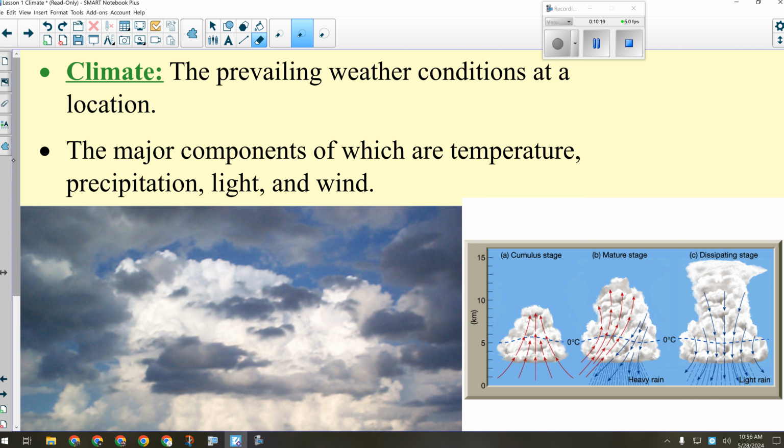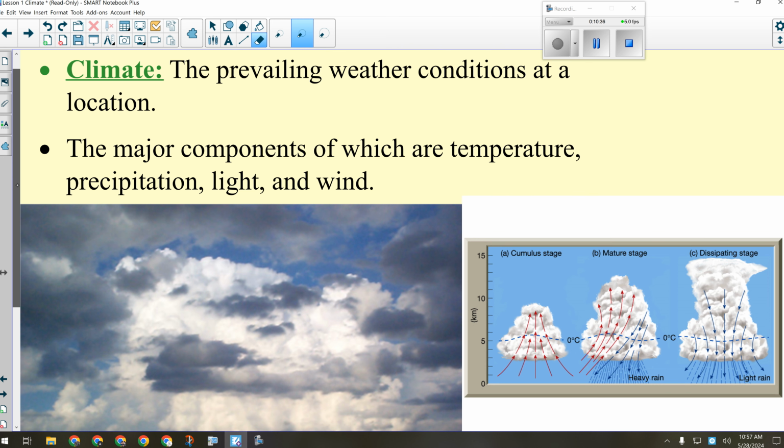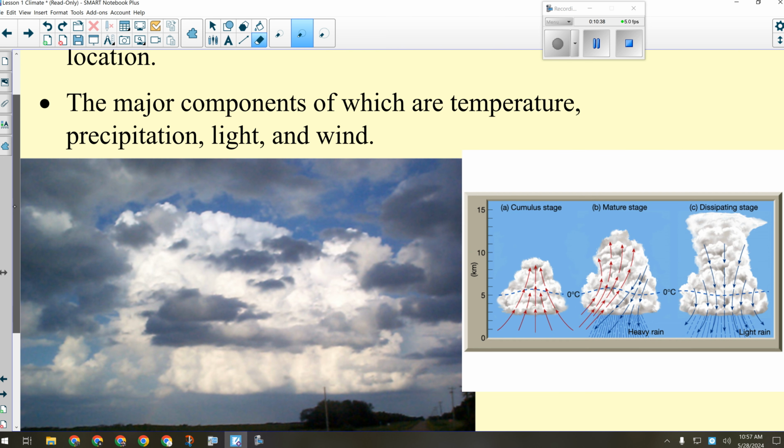There's knowing the definition of things so that you get things right and you don't look silly. All right, so prevailing weather conditions at a location is climate, okay? And that is from time to time, right? I would describe the climate of Okotoks in December much differently than I would describe it today. All right, so major components we already said: temperature, precipitation, light, and wind.